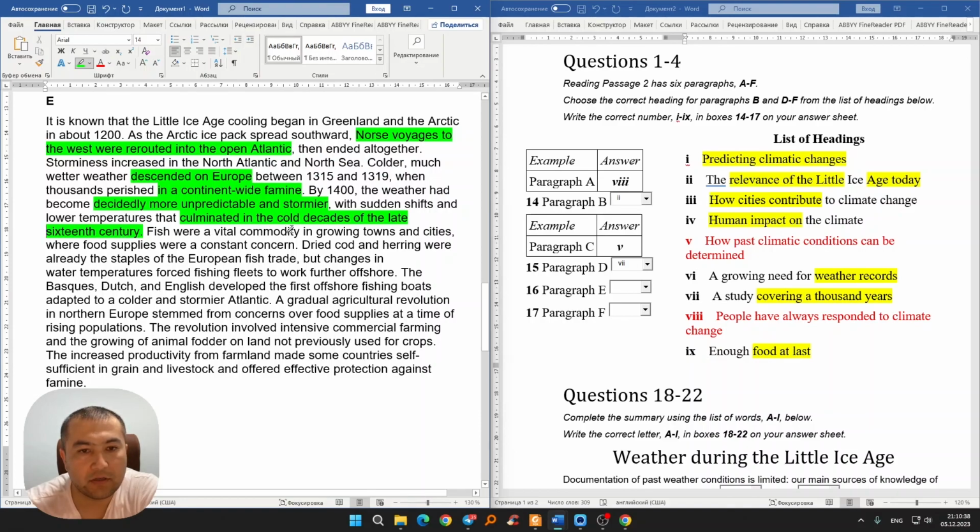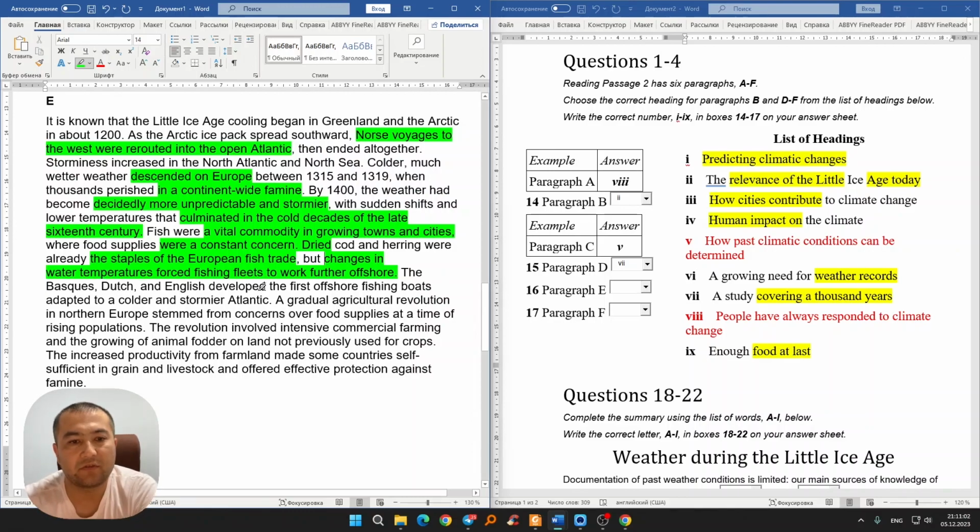Fish were a vital commodity in growing towns and cities. Where food supplies were a constant concern, dried cod and herring were already the staples of European fish trade, but changes in water temperature forced fishing fleets to work further offshore. Kind of human impact, right? The Basques, Dutch, and English developed the first offshore fishing boats adapted to a colder and stormier Atlantic. The gradual agricultural revolution in northern Europe stemmed from concerns over food supplies at a time of rising population, right?